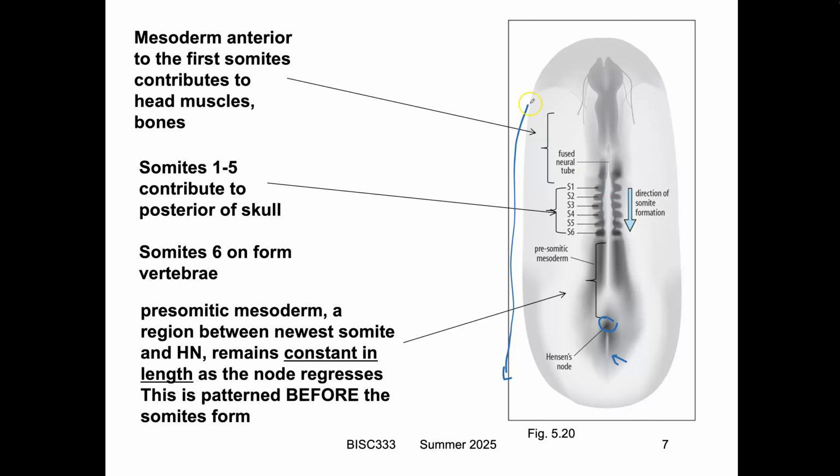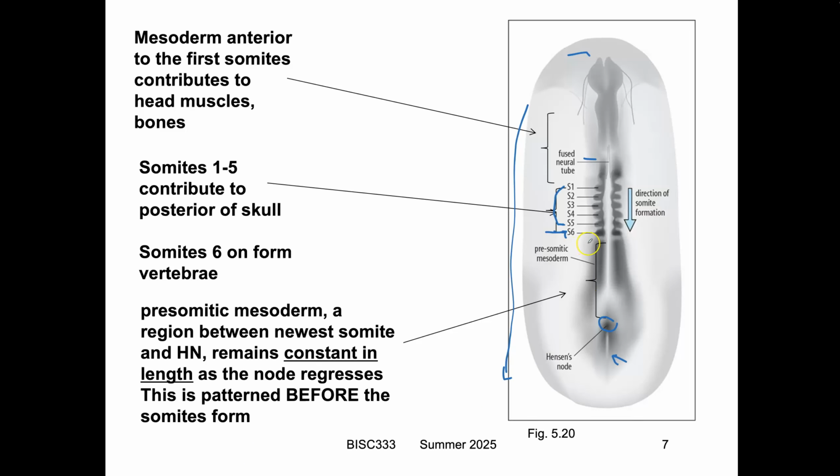And so this is the mesoderm that's anterior to the somites, which is going to form the head. The first 5, as I said, contribute to the posterior skull, and then somite 6 onward is going to be the vertebrae: the neck vertebrae, the cervical vertebrae, the thoracic, which is your thorax, and then the lumbar, which is your lower back, below where the ribs are, and then the sacral.